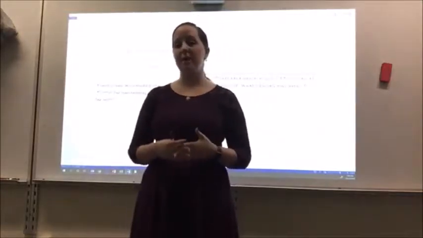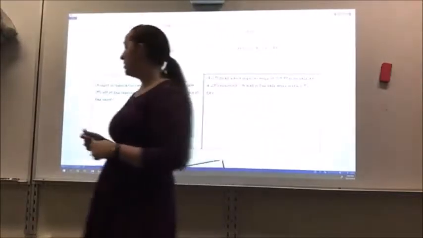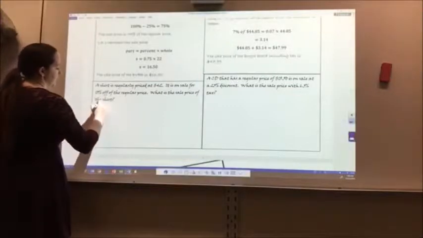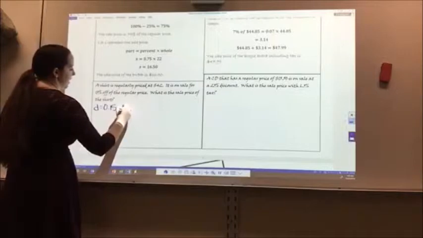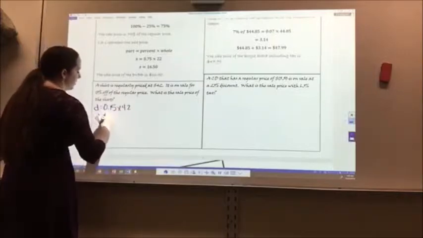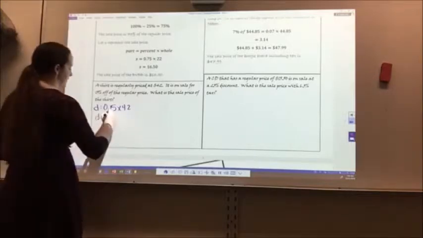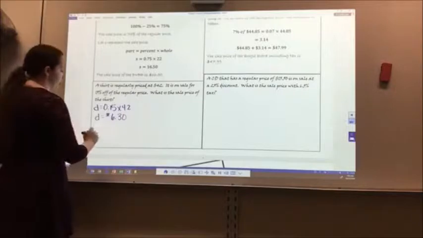So my first method was finding the discount and then subtracting it from the original price. So to do that, I'm going to take D equals 15%, 0.15 times 42, and my discount is $6.30. Then I'm going to take that and subtract it from my $42.